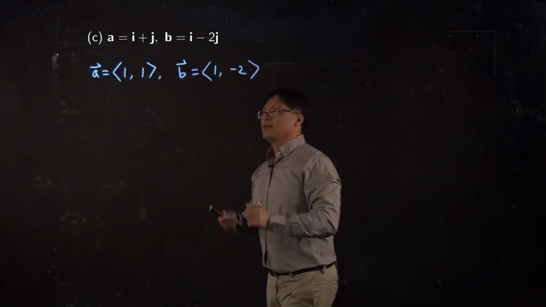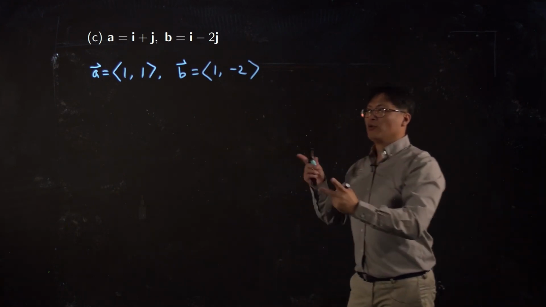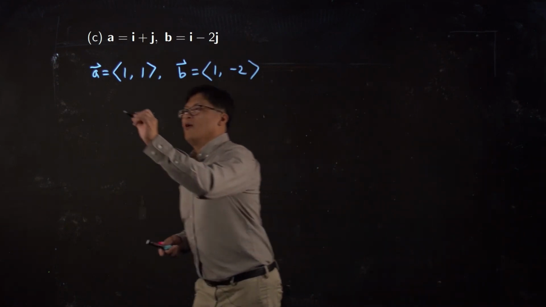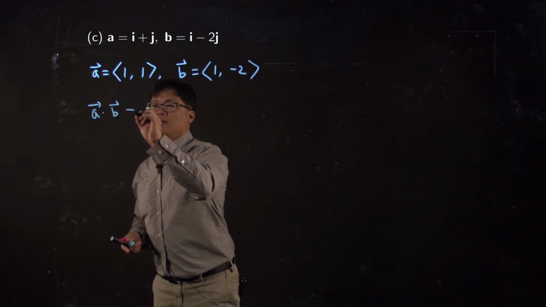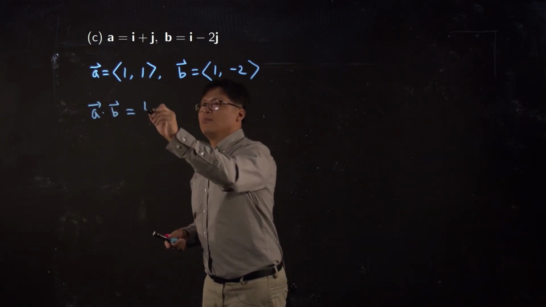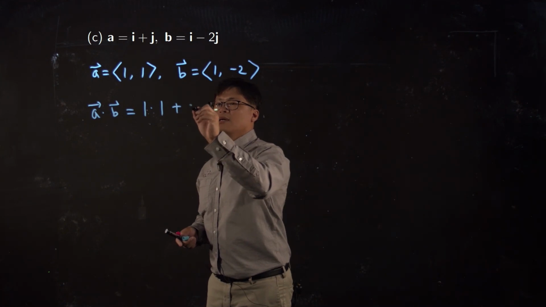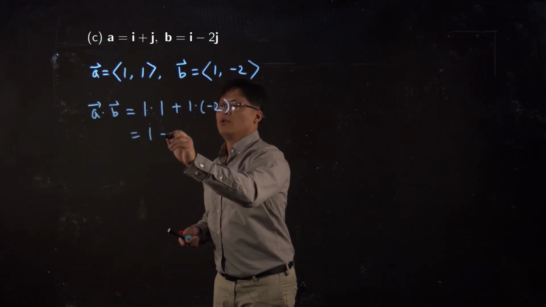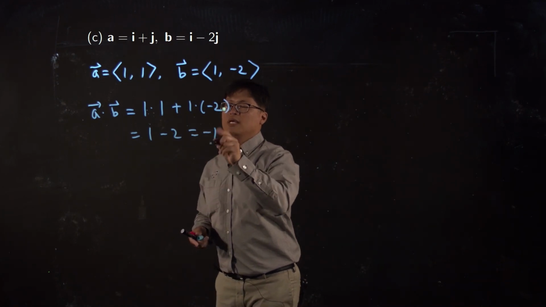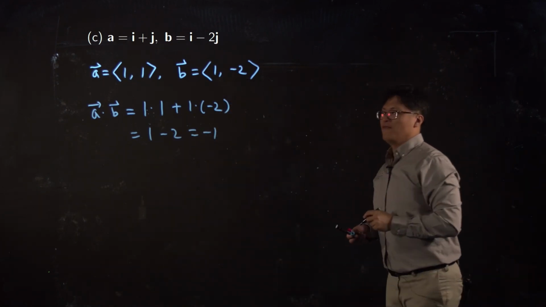Since both vectors are written in component form, we can easily calculate A dot B, which is the product of the x components plus the product of the y components, which is 1 minus 2. So this is the dot product of A and B.